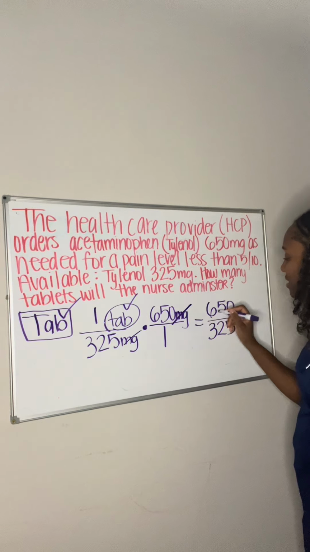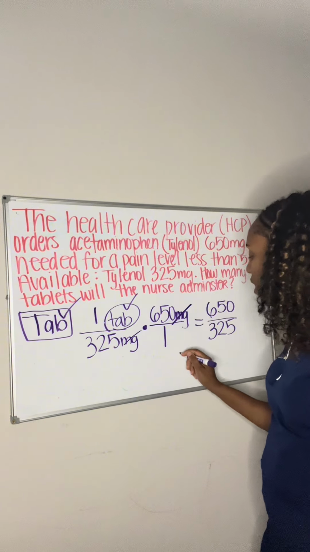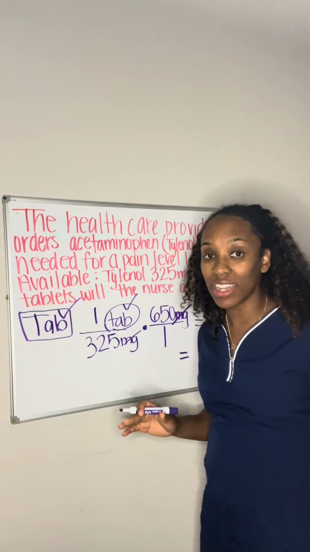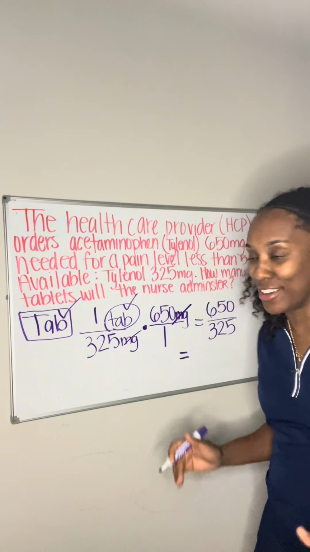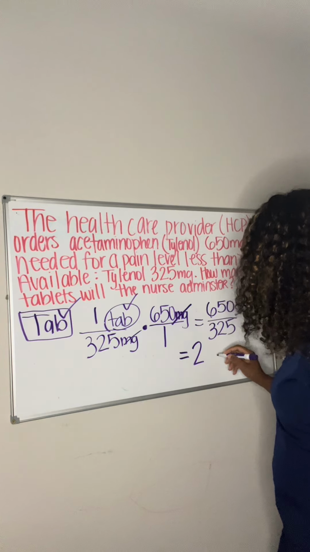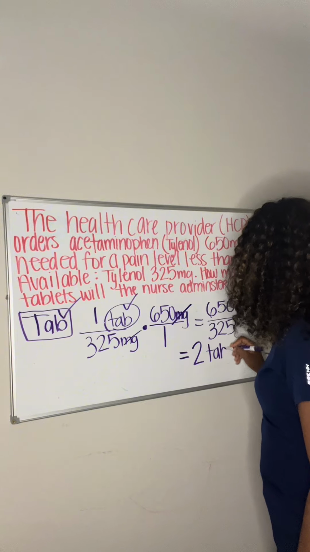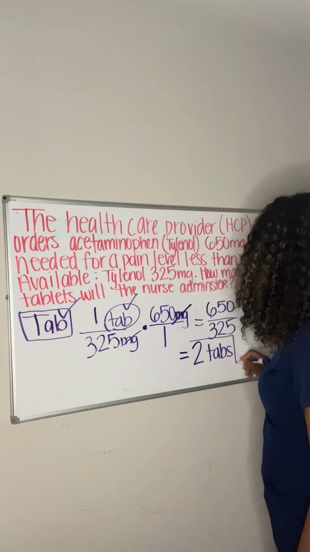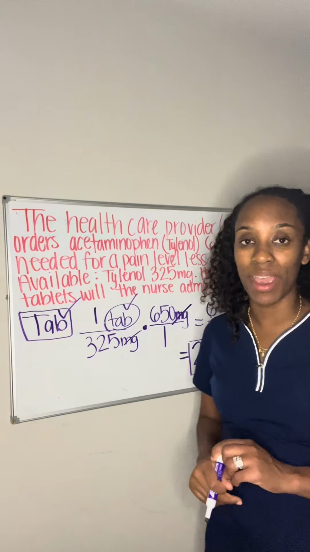So now we're going to say 650 divided by 325. You put it in your calculator and whatever your calculator tells you, all right? And that is going to be 2 tabs. So this person would receive 2 tablets based off of that doctor's order.